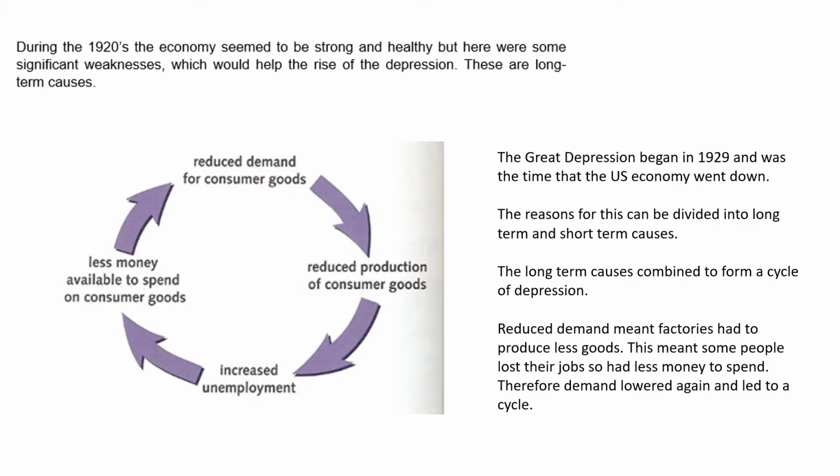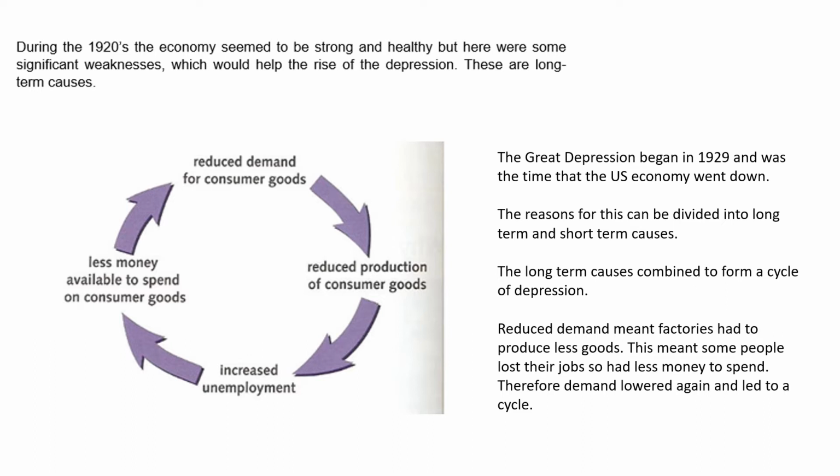So during the 1920s, the economy seemed to be strong and healthy. But there were some significant weaknesses which would help the rise of the Depression. These are the long-term causes, the things that were happening during the whole of the 1920s. The Great Depression began in 1929 and was the time that the US economy went down. The reasons for this can be divided into long-term and short-term causes.